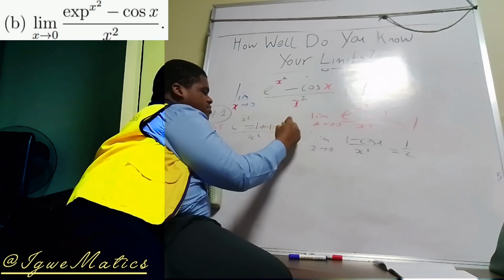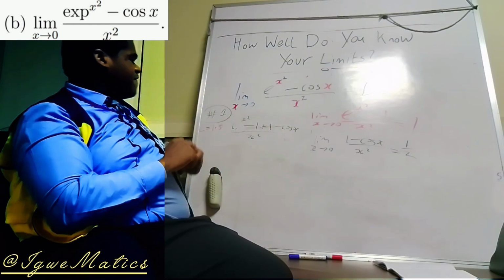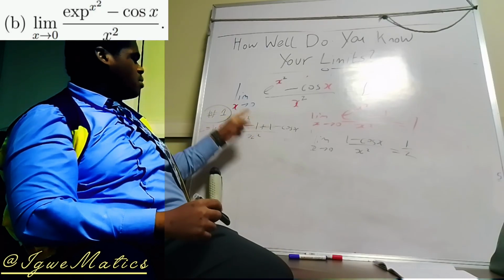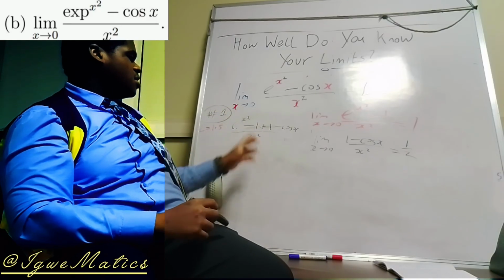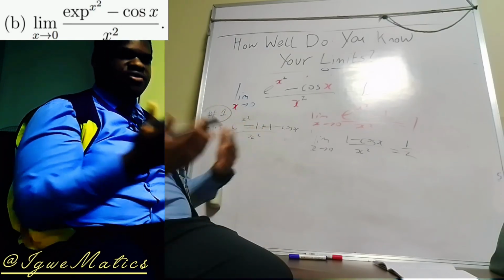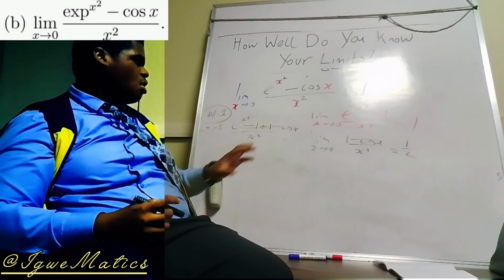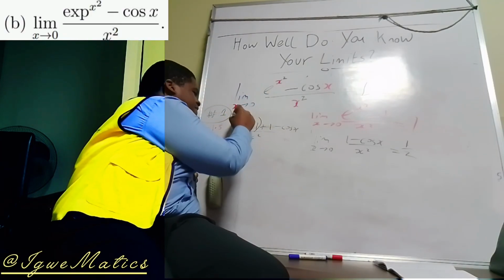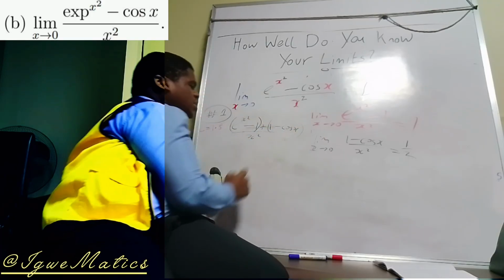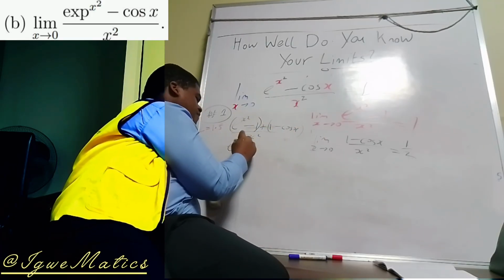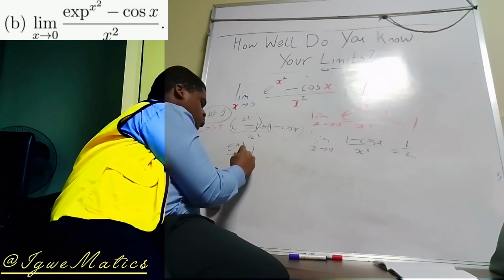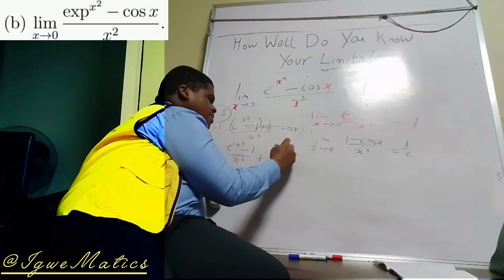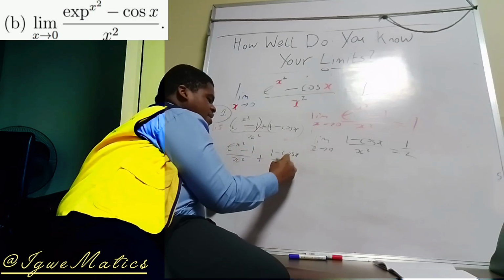Minus cos x. So now we have e to the power of x squared minus 1 plus 1 minus cos x. This minus 1 plus 1, they'll cancel each other, so it just gives back the same thing. But to make it easier for us to solve, we put it like this. So now let's separate the first two terms and the last two terms. Now we have (e to the power of x squared minus 1) divided by x squared plus (1 minus cos x) divided by x squared.